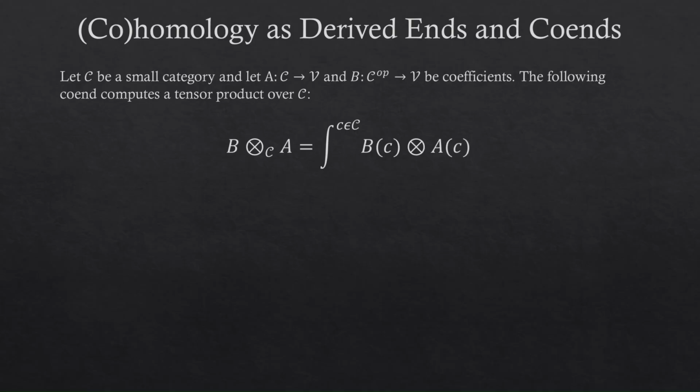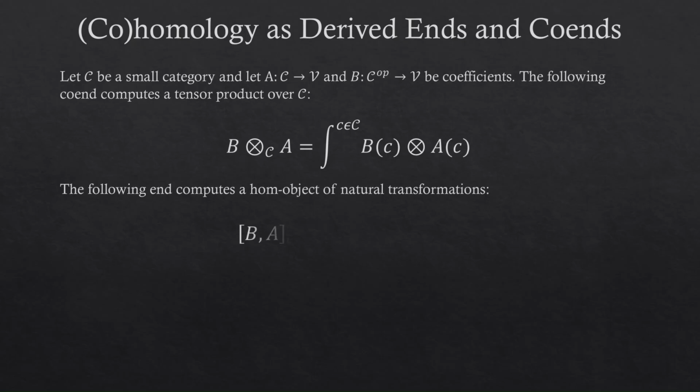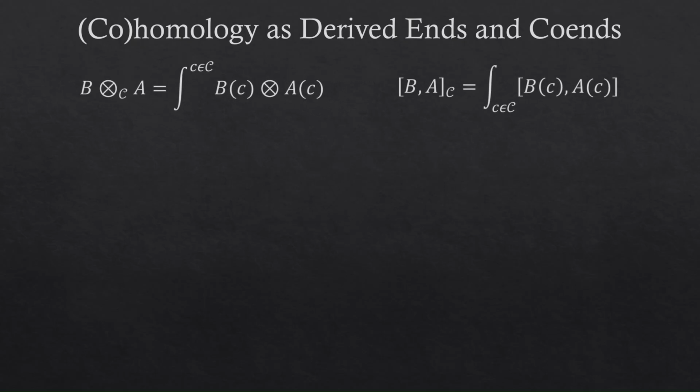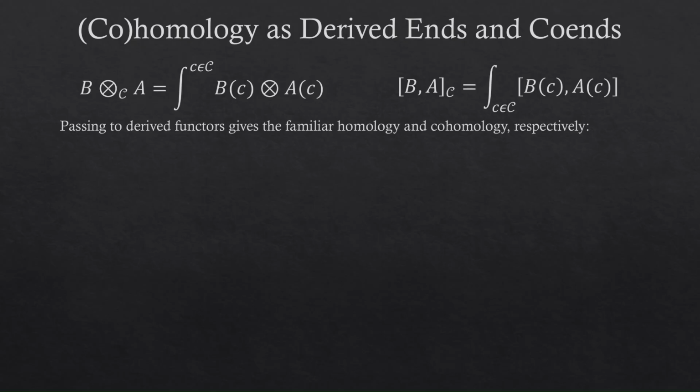So we get the coend in terms of C of B of C tensored with A of C, and then the following end computes a Hom object of natural transformations. So we get the end in terms of C of the bracket of B and C with A and C. Passing to derived functors gives the familiar homology and cohomology functors respectively.